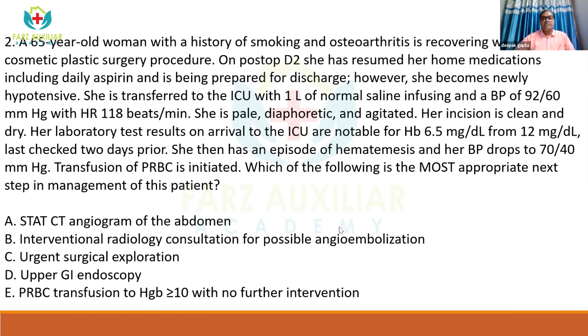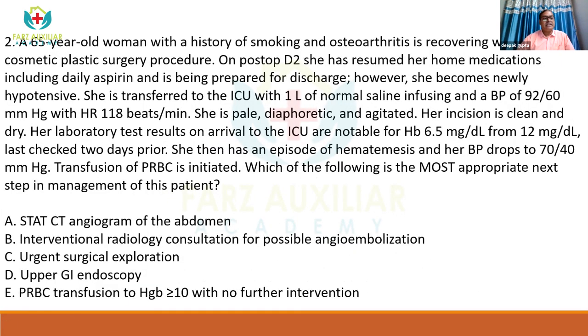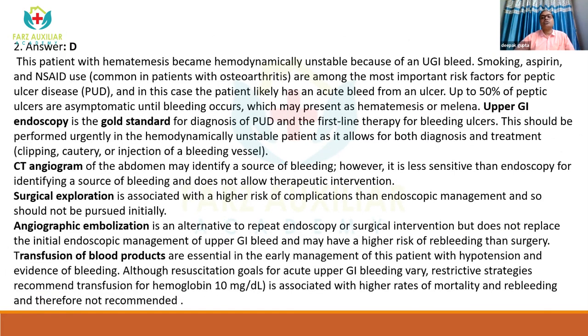Okay, just 1 minute. Yeah, the correct answer is D. D is upper GI endoscopy. Why upper GI endoscopy is the correct answer? Now, the patient with hematemesis becomes hemodynamically unstable because of upper GI bleed. Smoking, aspirin, NSAIDs, and osteoarthritis are the common, most important risk factors for peptic ulcer disease. And in this case, the patient likely has an acute bleed from an ulcer. Up to 50% of peptic ulcers are asymptomatic until bleeding occurs, which may present as hematemesis or melena.